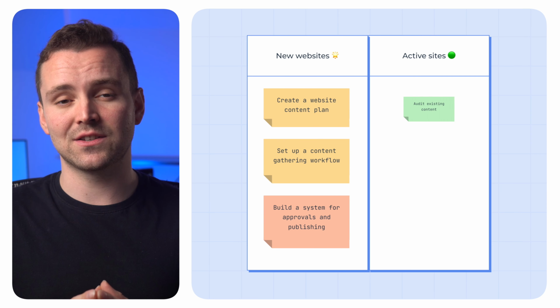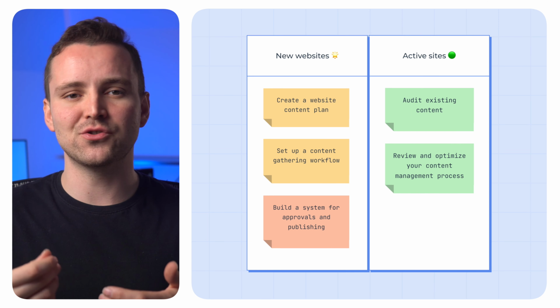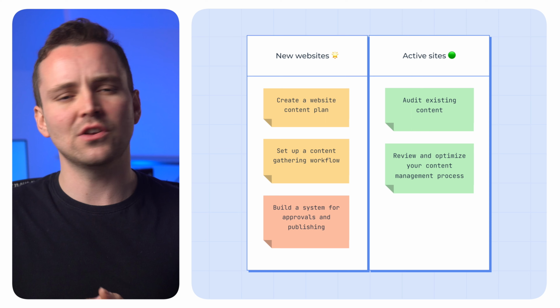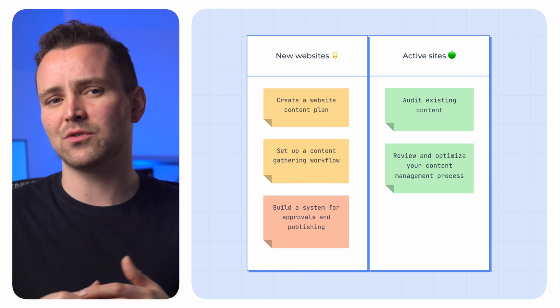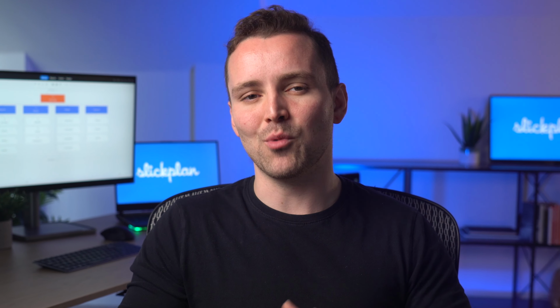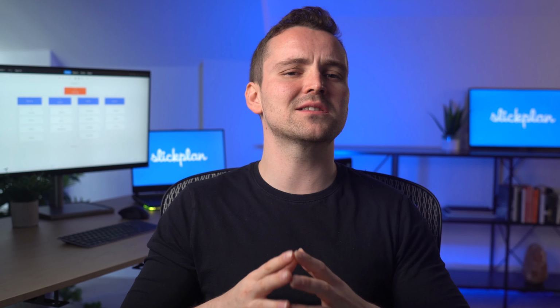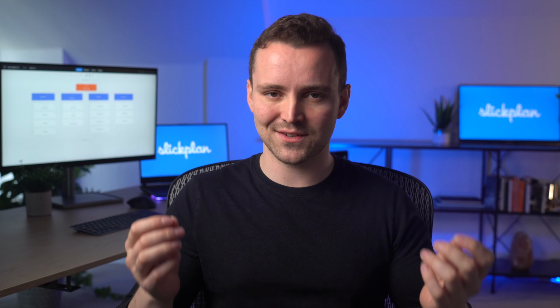For active sites, audit existing content on the website. Review and optimize your content management process so you're not buried in emails or bouncing between a dozen apps. Build a plan for future site content. That's the whole kit and caboodle. So here's to less chaos and more creation, to making websites that aren't just viewed, but experienced.